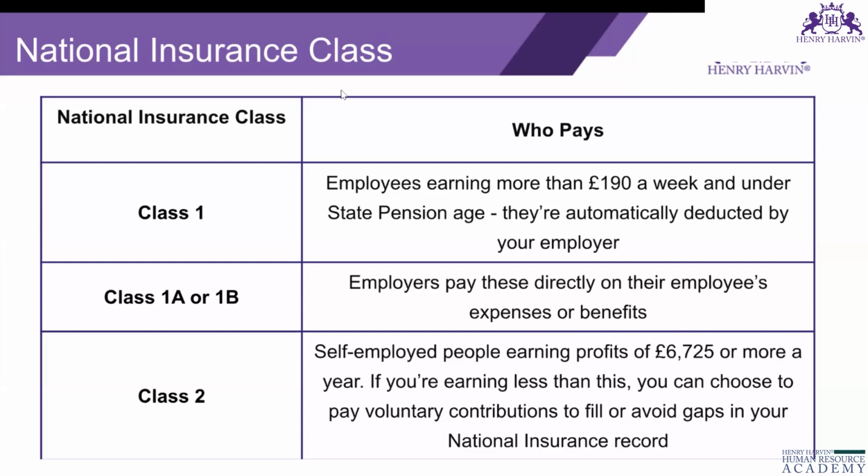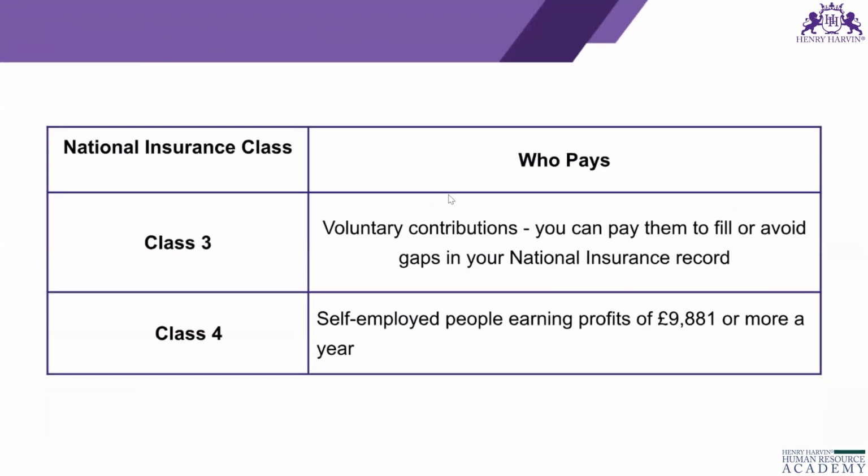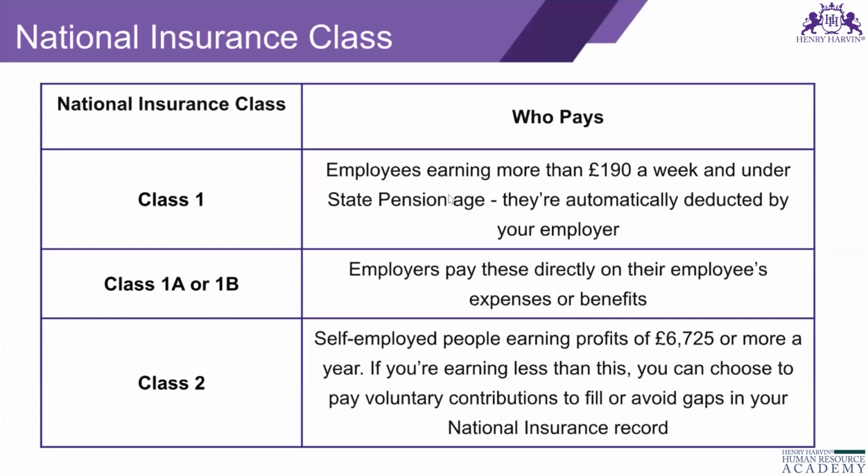Okay. So when we talk about national insurance, there are different classes of national insurance. Now what is the class? Classes are based on the employee status and type of employer. Now there is class 1, class 1A or 1B, class 2, class 3, and class 4. There are mainly four classes. Class 1A or 1B comes into class 1 only.